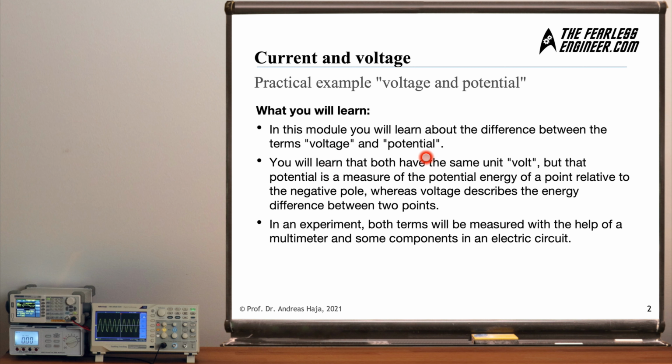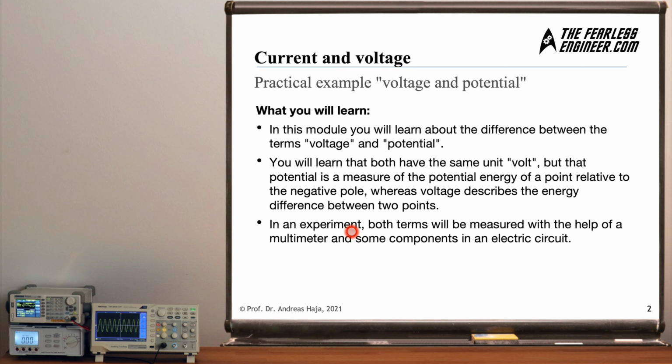You will learn here that both of these two have the same unit, it's the volt, but potential is a measure of the potential energy of a single point, of one point, relative to the negative terminal of, let's say, a battery, and voltage, on the other hand, describes the energy difference between the 2 points. Voltage always relates to 2 points and is about differences, and potential is about a single point and its difference towards the negative terminal of the battery. That's, in a nutshell, what both expressions are about.